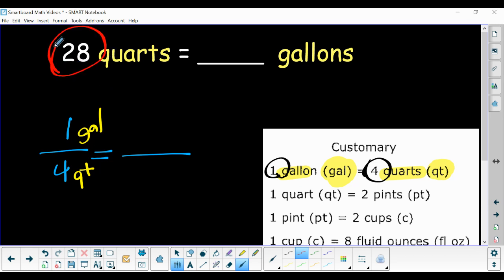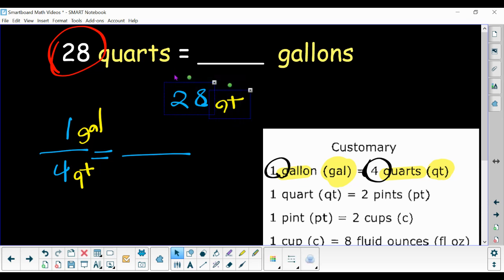Number we're converting is 28. And it's 28 quarts. So I'm going to put QT for that. And since you labeled, now you can easily tell where your number should go, on the top or at the bottom. Well, it's talking about quarts.